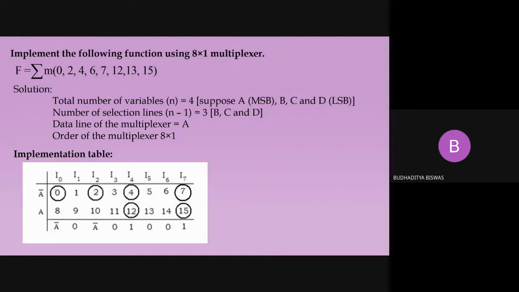Now the implementation table. Among the 16 variables, 0 to 15, a total of 8 variables are there, 0 to 7, which represent A equal to 0. So that means in the first row, for A bar, 0 to 7 should be listed, and among the 16 variables, 8 to 15 represent A equal to 1. So in case of A, in the second row we should list them.